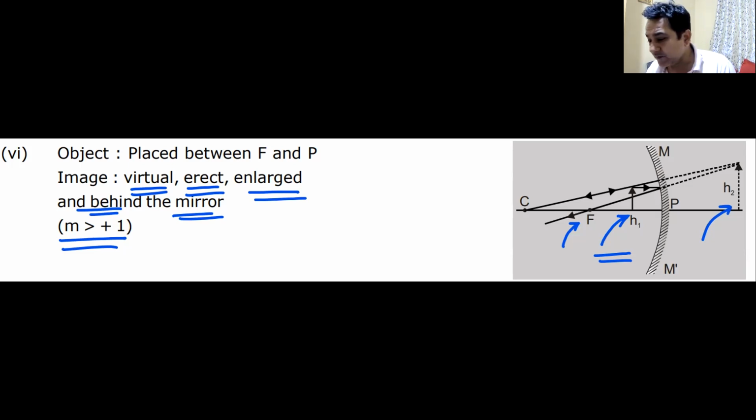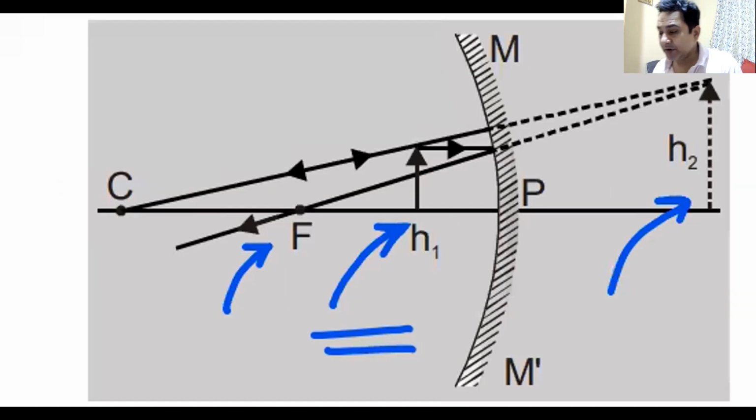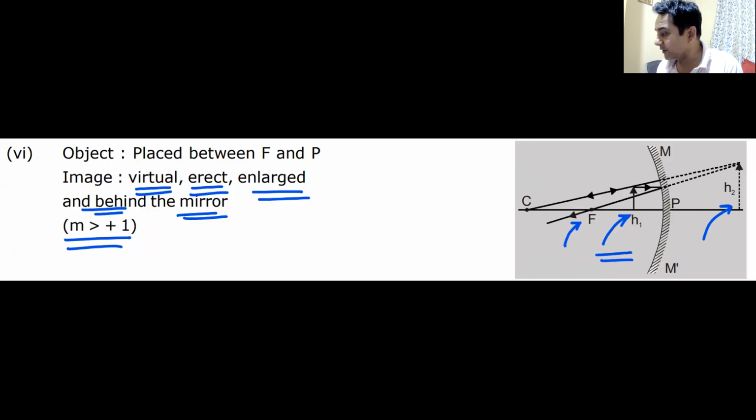The concave mirror that we use in the car has a very large focal length, and therefore you always see the image as virtual and you always see the image as enlarged. Do we understand this? This is the diagram that I'll show in bigger view. The object is placed between F and P. The image is formed on the virtual side. It is virtual, it is erect, and it is enlarged. I'll give you a minute to note everything else down.